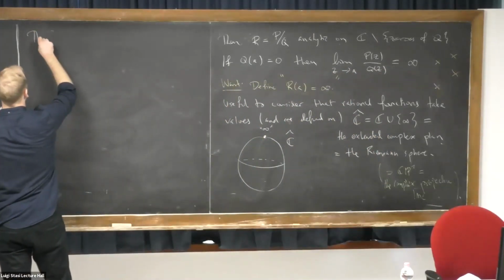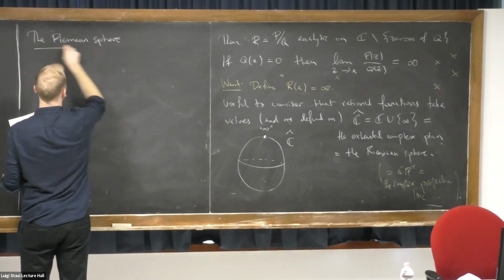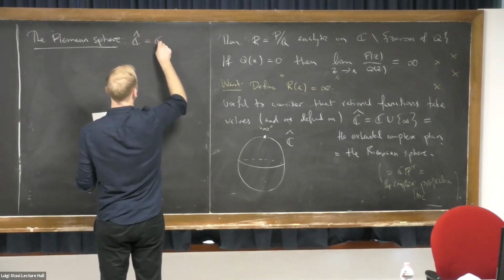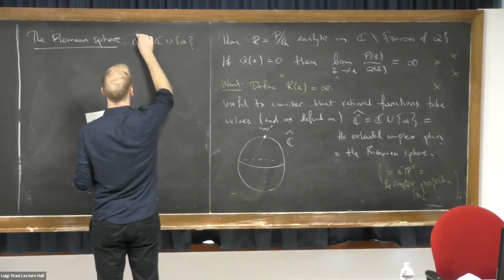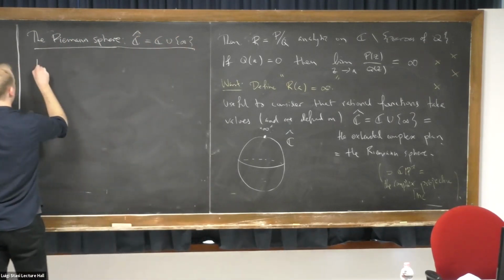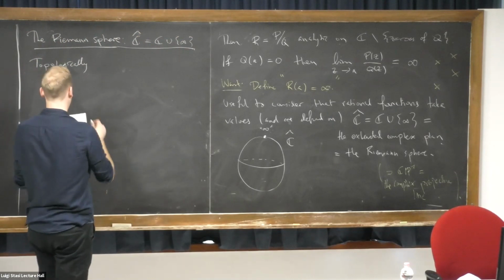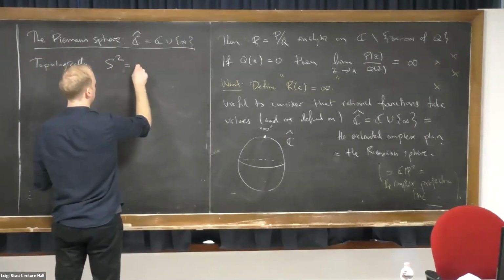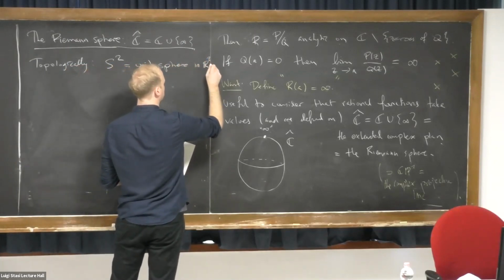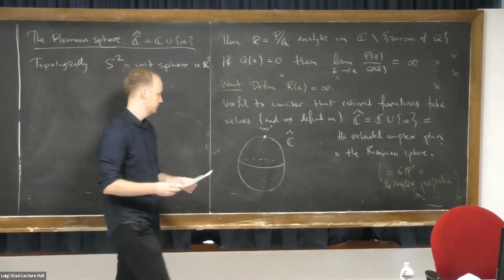So, the Riemann sphere. So first of all, topologically, what is it? So topologically, it is just S2, which is the unit sphere in R3. Okay? So topologically, it's just what I drew here. The unit sphere.